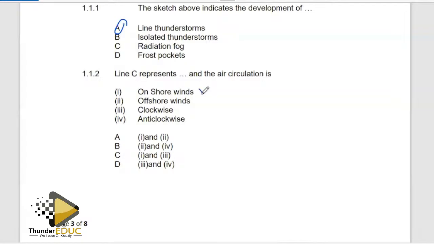Onshore winds coming from the ocean getting into the interior, and the circulation is anti-clockwise, like what we have indicated. The circulation of air out of the high pressure cell in the southern hemisphere is anti-clockwise. It reverses the movement of the clock. So the correct response must match item number 1 and item number 4.